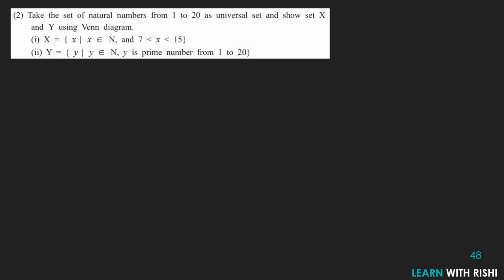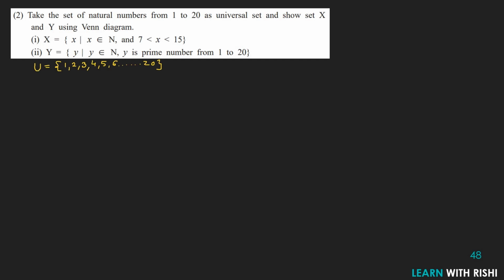So let us first write the universal set. So they have given us the universal set is a set of natural numbers from 1 to 20. From 1 to 20 means 1 and 20 will be included in that set. So U is equal to 1, 2, 3, 4, 5, 6, and so on up to 20. So this is our universal set.